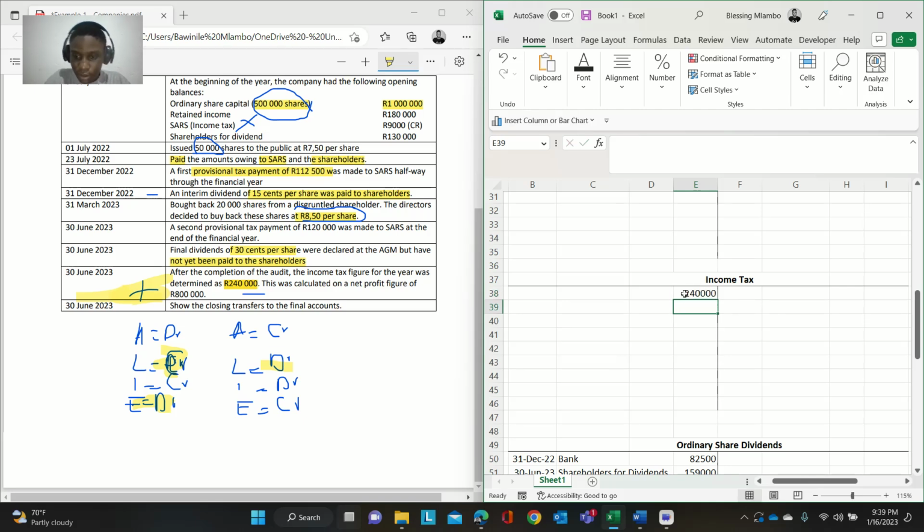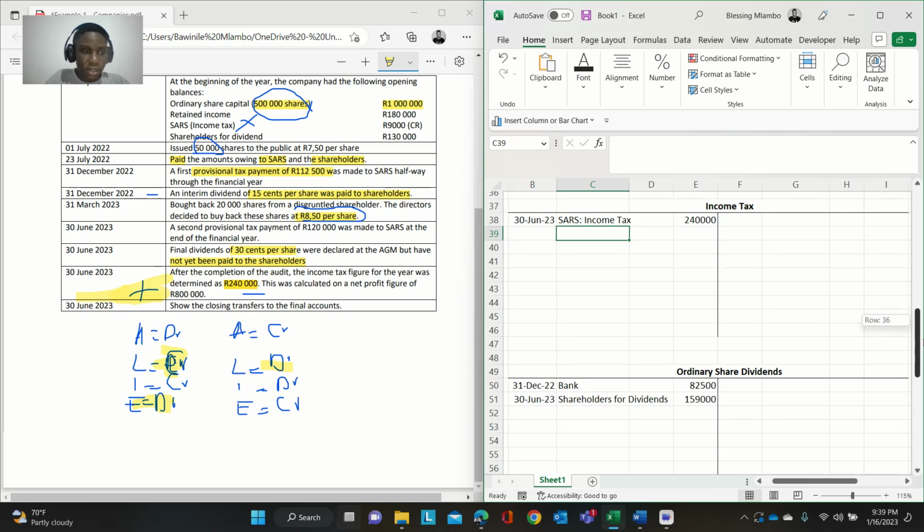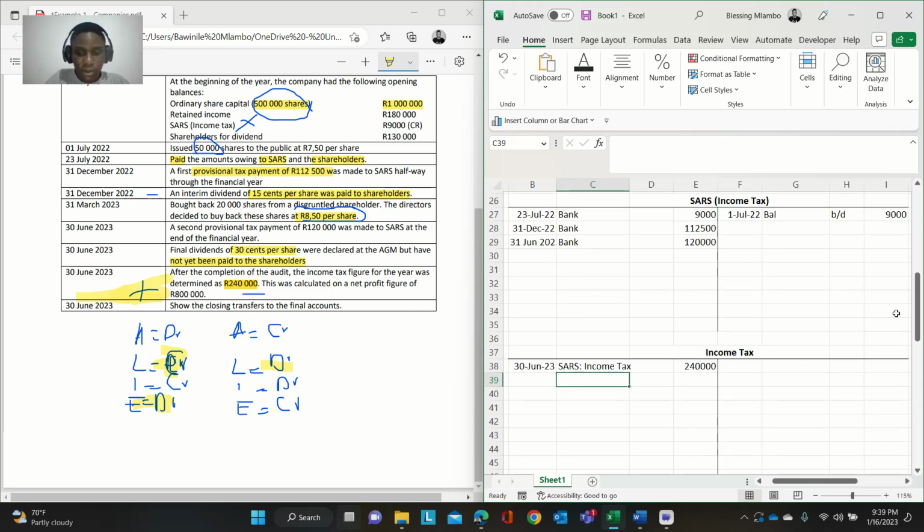240,000. And it's going to be taken through, let me just write the date, this on the 30th of June 2023, and it's going to be taken through SARS income tax account, which is a liability account, because we said when SARS charges us income tax, or when we determine the tax payable this year, we take it to SARS income tax, increasing our liability.